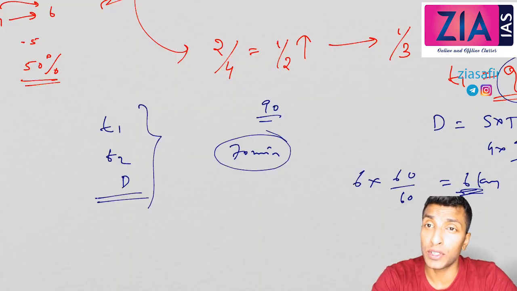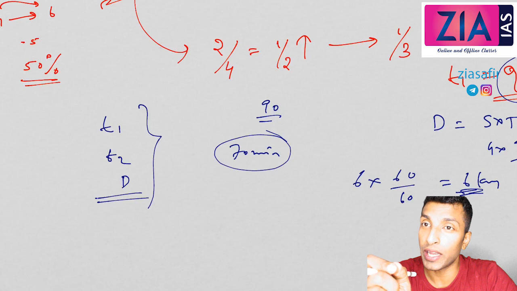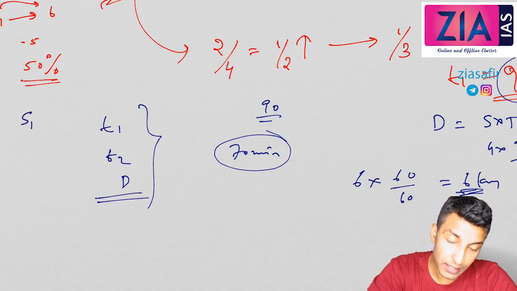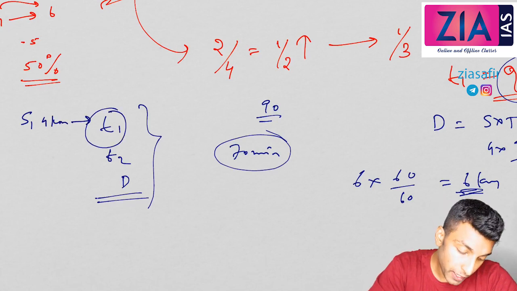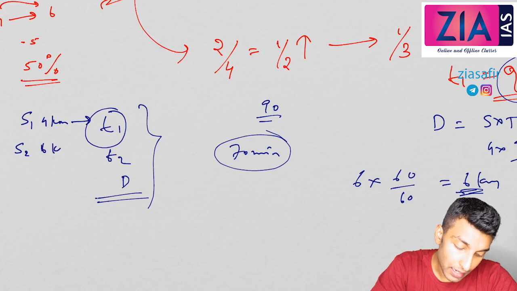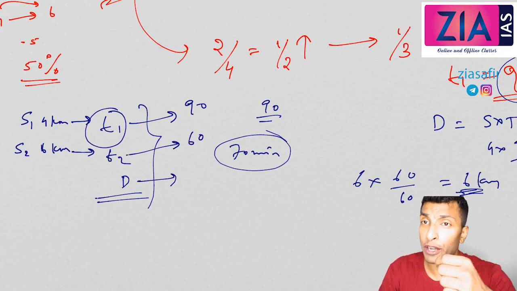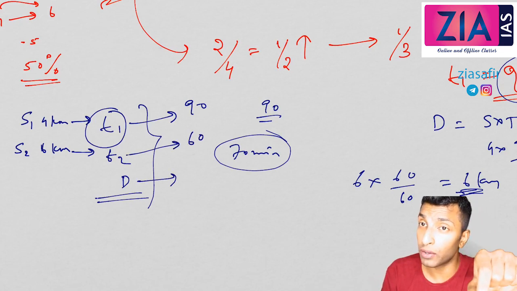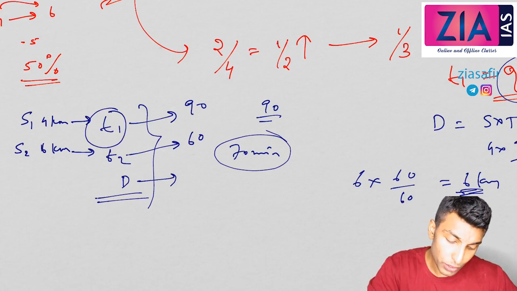Or the last question, which is slightly more difficult, is: what should be the speed at which you need to travel so that you will reach the office without being late or early? Here speed 1 is 4 km/h, and the question is asked about time 1. Speed 2 is 6 km/h, and the question is also asked about that. So here the answer is 90. Here the answer is 60. And distance is asked, that you can get using speed 1, time 1, or speed 2, time 2. So distance also you got.